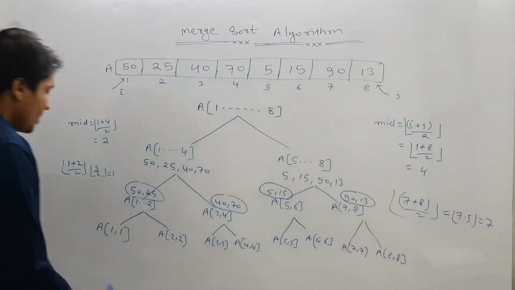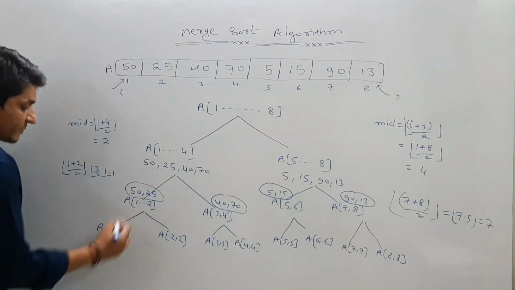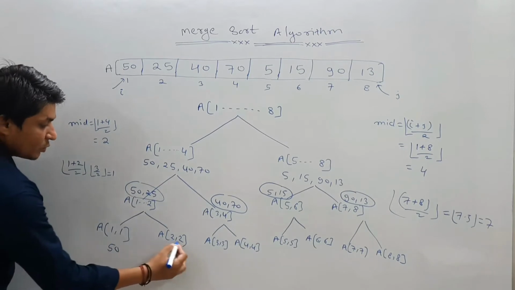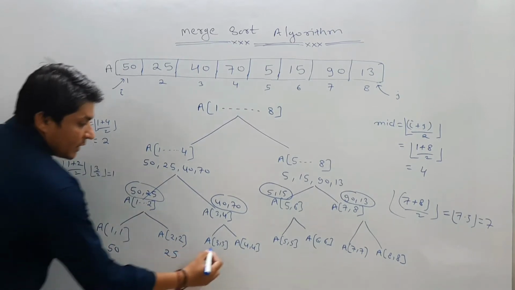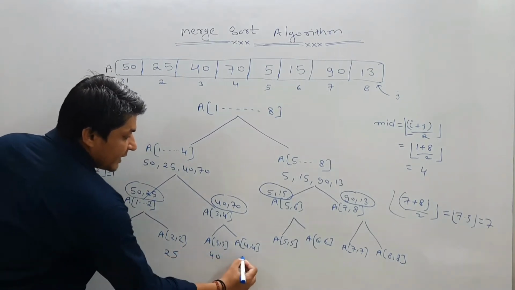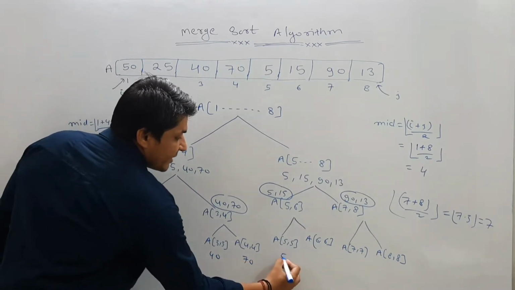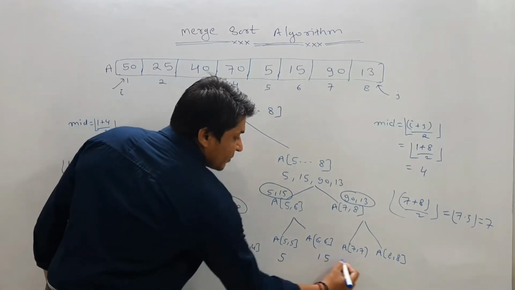Now 1 comma 1 contains 50. This 2 comma 2 contains 25. Now it contains 40. It contains 70. Now it contains 5. Now it contains 15. Now it contains what?